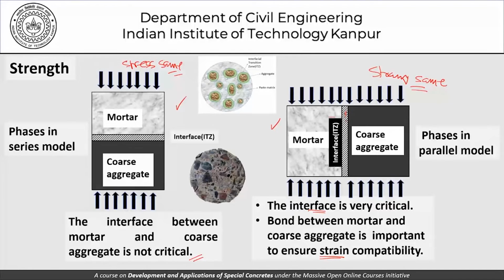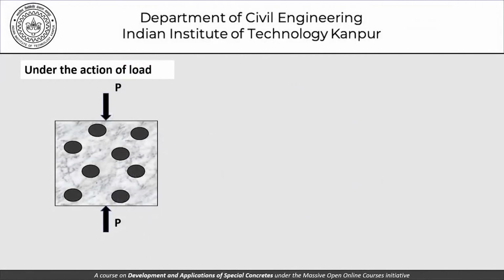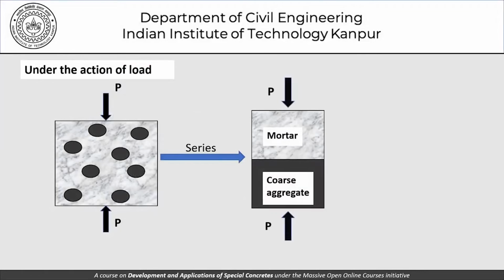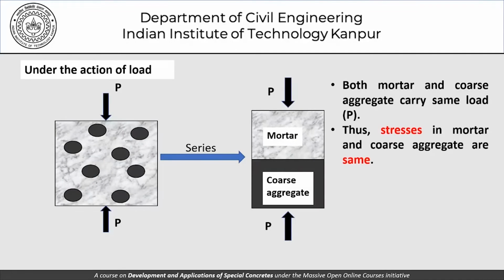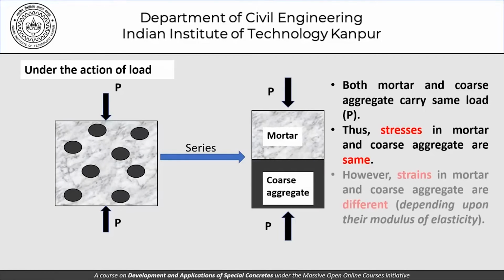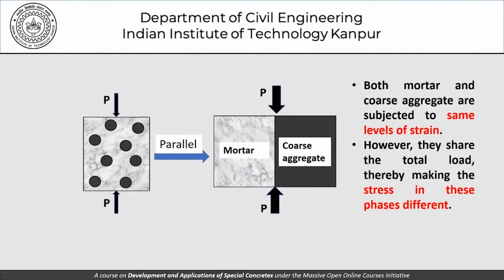Having said that, the action under load as far as series is concerned is something like this. Both mortar and coarse aggregate carry the same load P. The stresses in mortar and the coarse aggregate are the same, and the strains in mortar and coarse aggregate are different, depending upon their modulus of elasticity and so on. When it comes to parallel, both the mortar and coarse aggregate are subjected to the same level of strain. However, they share the total load, thereby making the stresses in these phases different. So that's the kind of impact that the ITZ has on the strength of concrete.